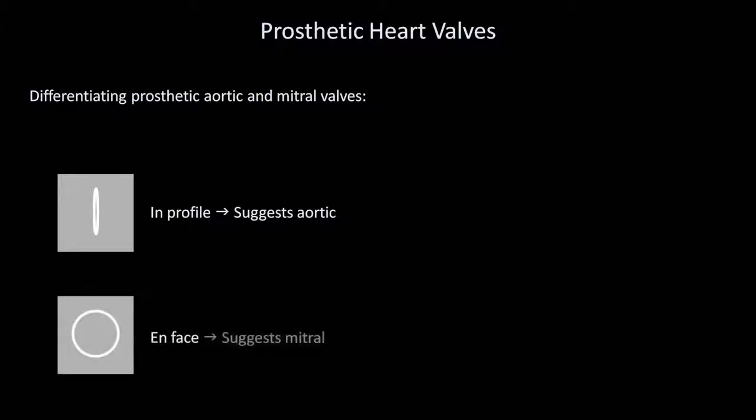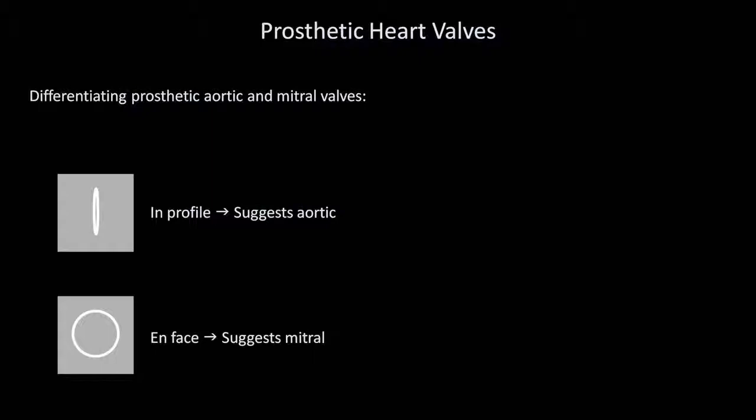In addition to identifying the type of valve present, it can be occasionally necessary to identify the valve position. The prosthetic valves most easily confused are the aortic and mitral. There are a couple of methods used to differentiate them. One method is to look at their profile on the PA film. A valve that is end-on or in profile suggests an aortic position. One that is on face suggests a mitral position.